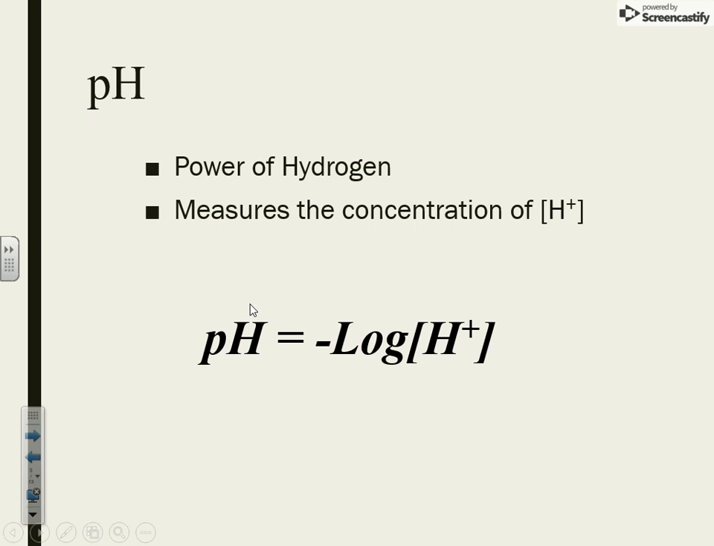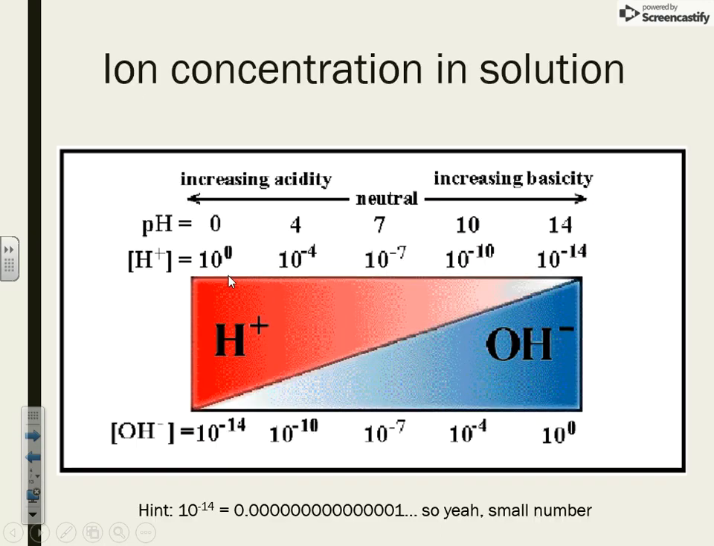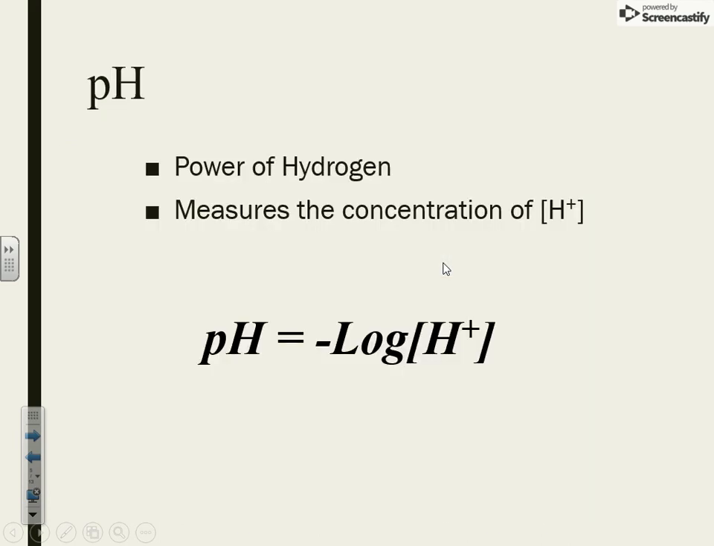The equation to calculate pH is that pH equals the negative log. This is a button on your calculator, the log button. You'll have to add the negative in before. And then these brackets mean the concentration of hydrogen. So if we go back really quick and look at this, these are the concentrations of hydrogen. If you were trying to find the pH of this, you would put in negative log of 10 to the negative 4th power, and your calculator would spit out 4. Okay, so that's how you find pH.